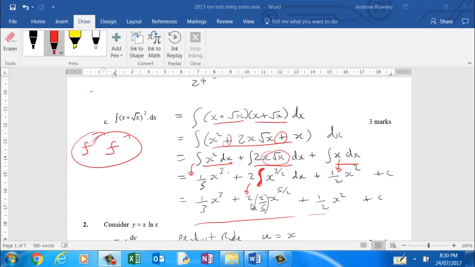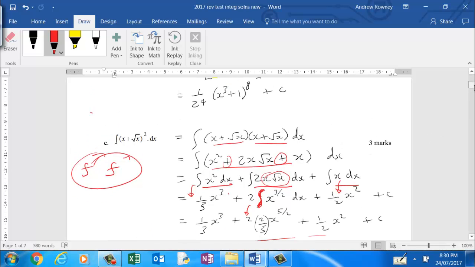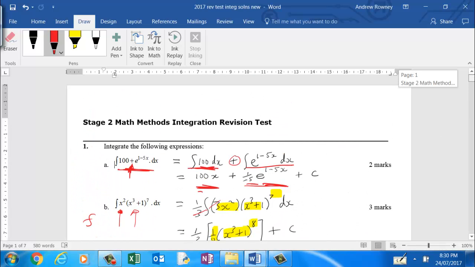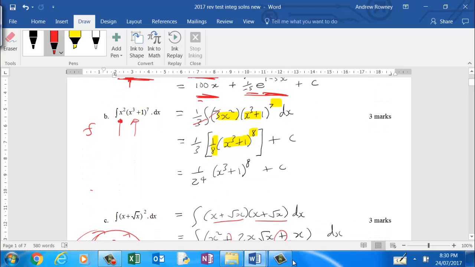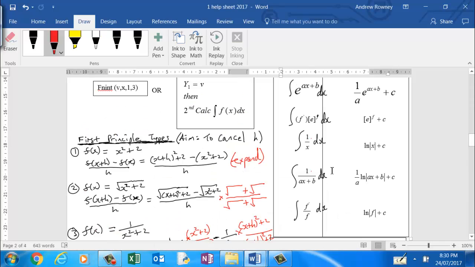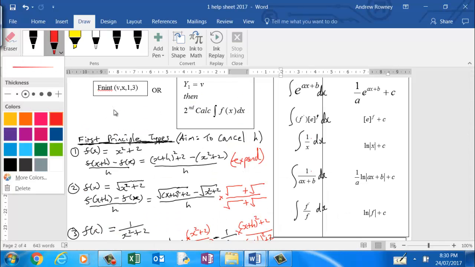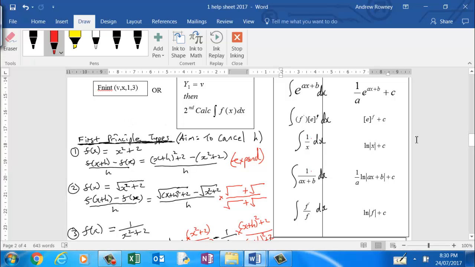Now you can get other questions other than these ones. These ones don't have any fractions, any divisions in the integral. If you go to the help sheet, of course, they do appear there. We've got here 1 on x, 1 on a linear function, and we have a derivative on a function. They all give ln, like that.